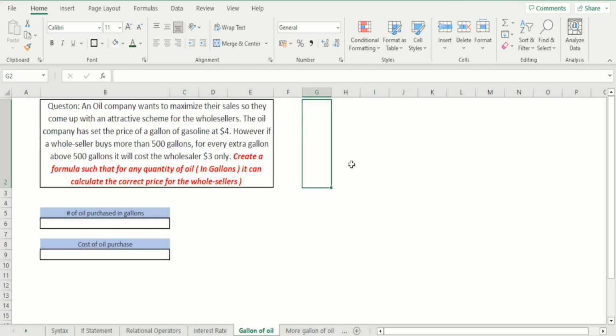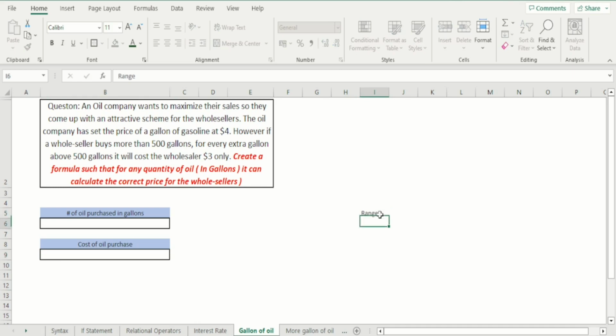Now, the requirement here is to create a formula such that for any quantity of oil in gallons, it can calculate the correct price for the wholesalers. Here, the objective is that whatever is mentioned in terms of the gallons of oil, the cost of purchase should be populated in this cell in B9. Before we start constructing this, let's understand this fully. So let's deal with this in terms of a range and a cost. Let's do this manually. Let's get the hang of it, and then we can start applying the if function to this concept.